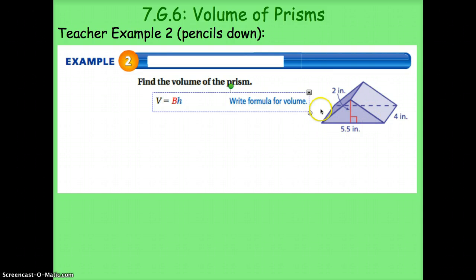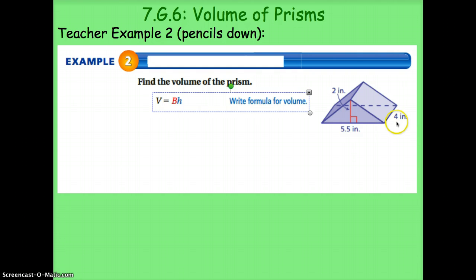Now my formula for area of a triangle is 1/2 base times height. So I'm going to plug these two numbers in. My base is right here. The height of my triangle is 2 inches. Now this blue height, remember, refers to the height of the prism, the distance from this triangle to the triangle in the back. And that distance is right here at 4.